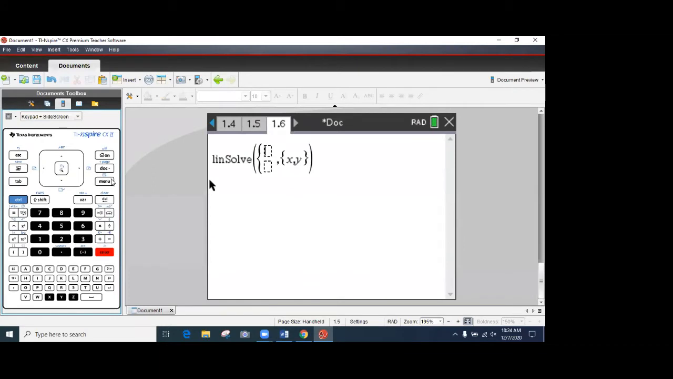All right. So delete all that real quick. Okay. So you're going to hit menu 3-2. Hit enter. All right. So right here, you're going to type in this top equation, which is y equals 3x plus 7.